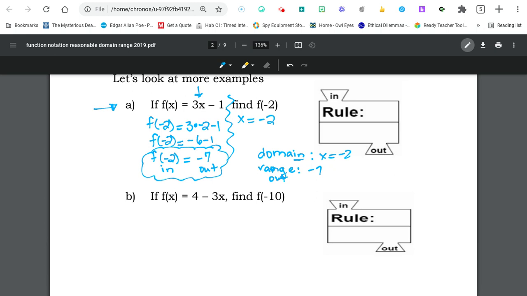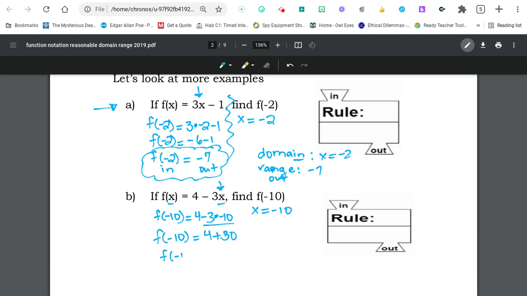All right, let's take a look at B. It says if f of x is 4 minus 3x. So if your function has an equation that's equal to 4 minus 3x, find f of negative 10. So I'm going to put in negative 10 wherever I see an x. So f of negative 10 equals 4 minus 3. Instead of 3 times x, it becomes 3 times negative 10. And I am going to multiply first. So bring down your 4. And negative 3 times negative 10 is positive 30.